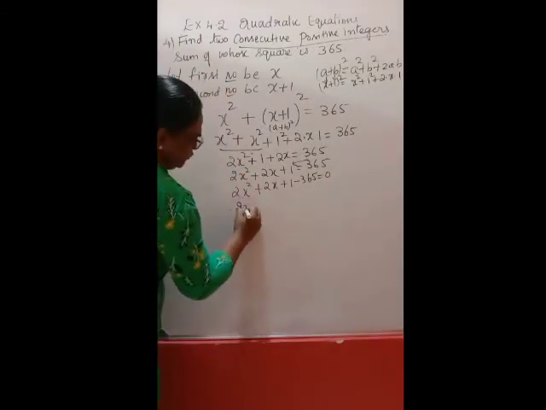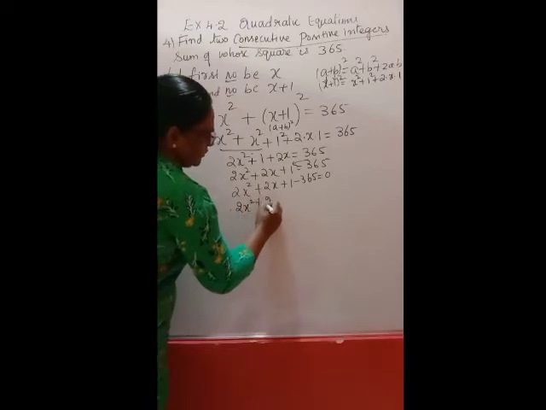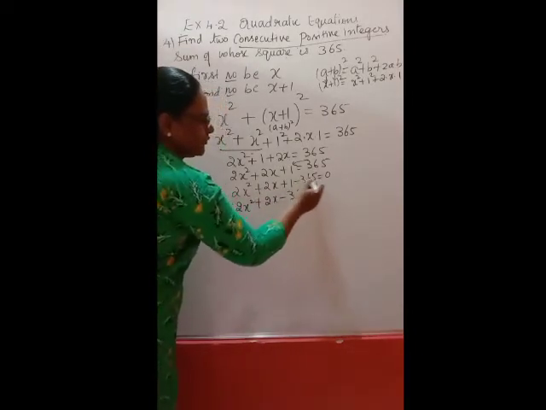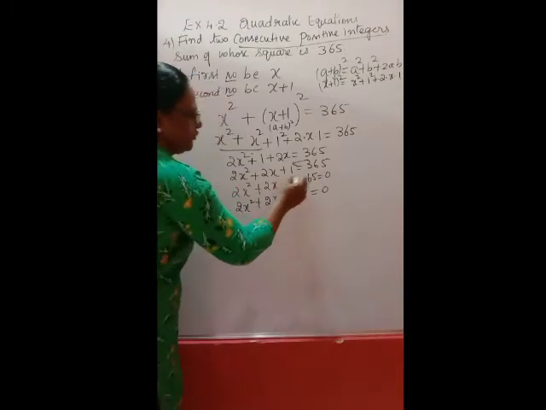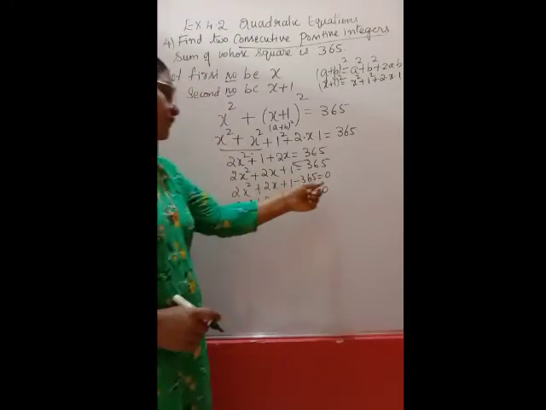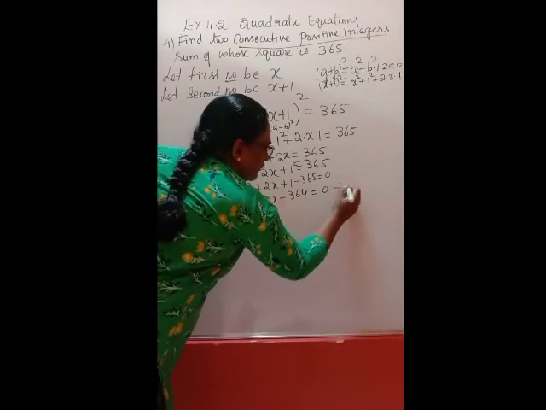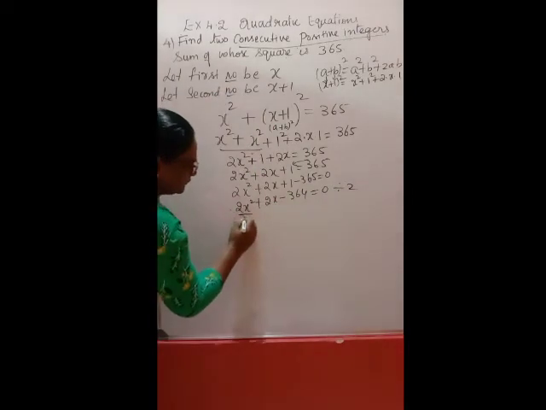Next, 2x square plus 2x minus 364. Is it not? When you solve these two, plus 1 plus minus 365 is minus 364. Now see here again, a is having a coefficient of 2. I have told you many times it should always be 1. So what I am going to do is divide the whole equation by 2.